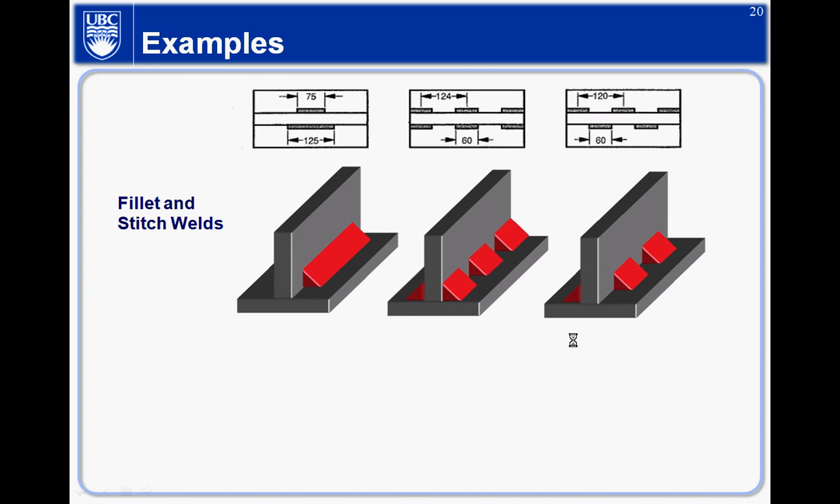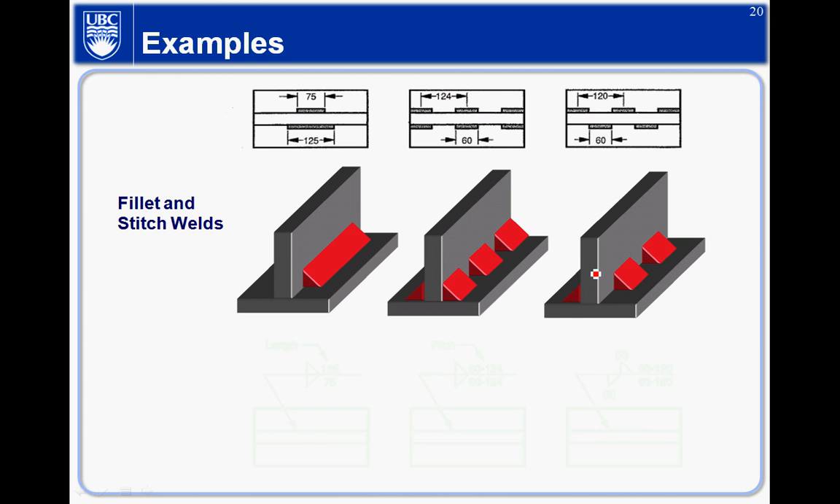So let's take a look at an example here. What are each one of them? For this one, can you see 75 on this side and 125 on this side? And this one, 60 is the length. It's actually symmetric. The pitch is 124. Now this one is not symmetric. It's sort of intertwined together, right? So this is 60 here, and this is 120 as a pitch.